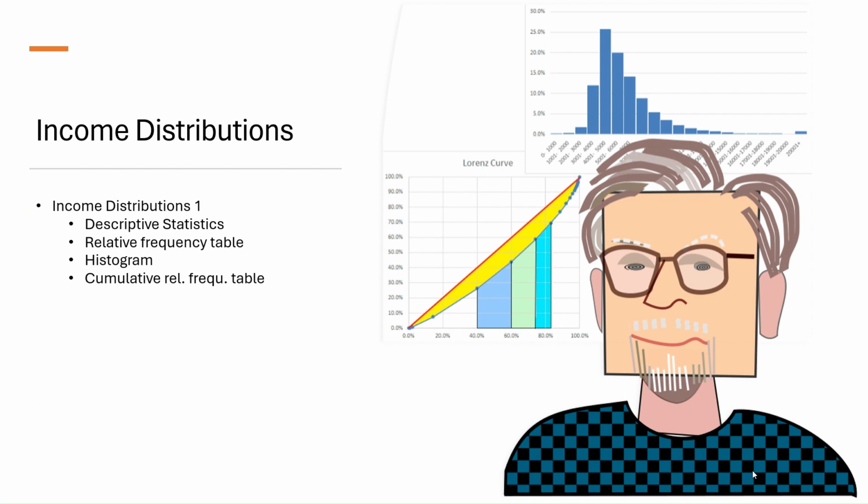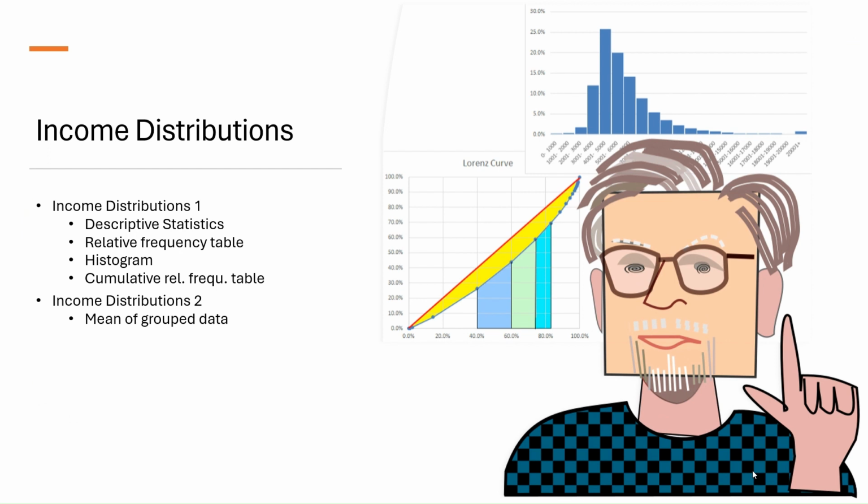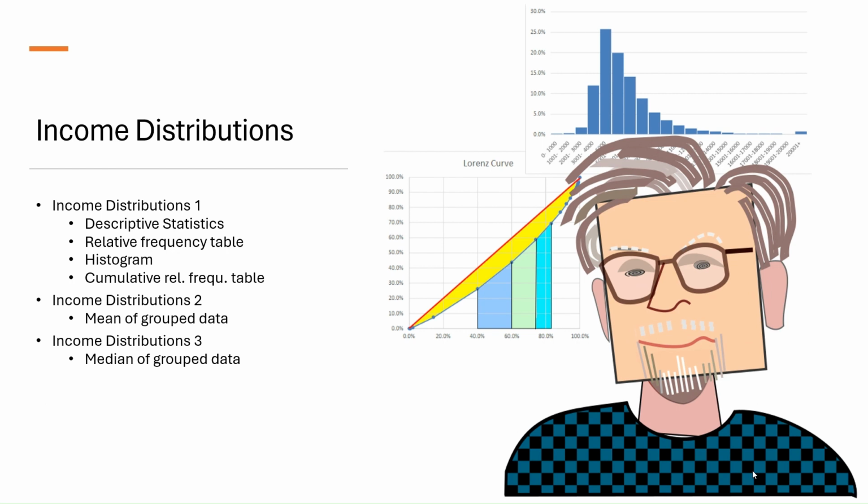In part 2, I will focus on the mean of group data. This is a little more complicated, so you have to be careful there. In part 3, we look at the median of group data. This is maybe optional. This is maybe not needed for the other 2 videos.